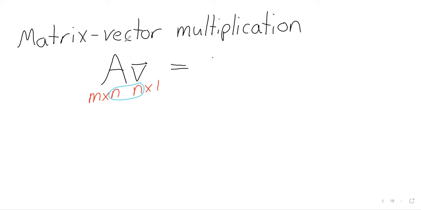A matrix times a vector is another vector. And this vector is going to get its dimensions, it's going to be m by 1, from the outer dimensions. So the inner dimensions have to match. The outer dimensions give the size of the product.